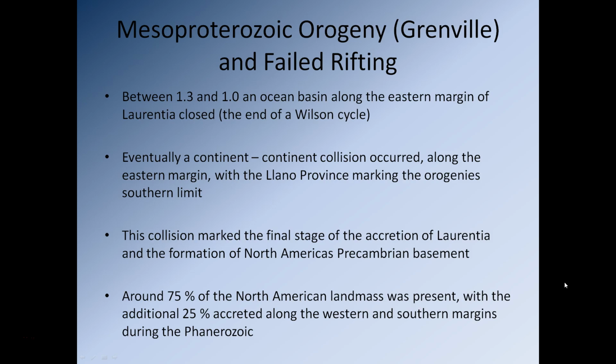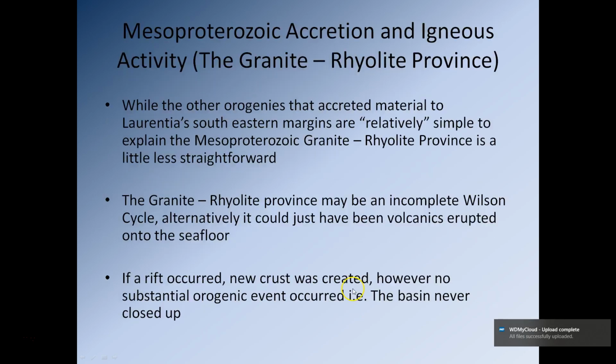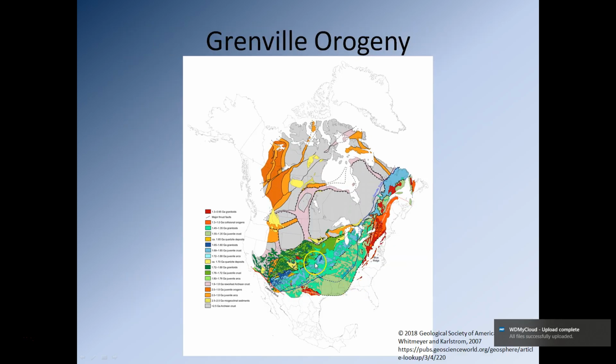So we now have around 75% of the North American landmass being present, and the additional 25% is going to be accreted along the western and southern margins during the Phanerozoic. So during this period, as you can see here, we're going to have additional sedimentary rocks deposited along the east coast and in the southern states. And the formation of the Rockies is going to add significant quantities of material down the western coast here.